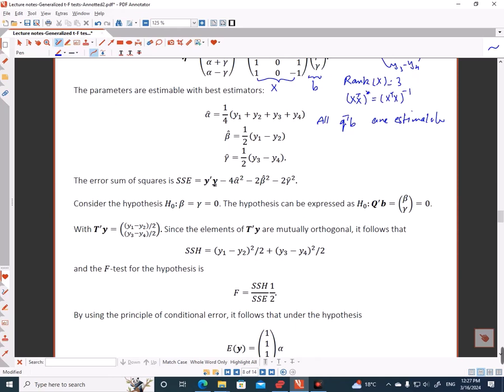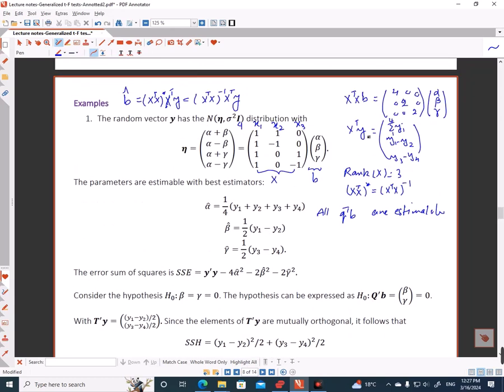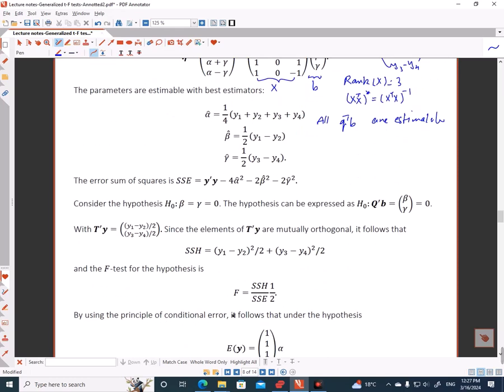As I said, it's y prime y minus b hat x prime y. So you have x prime y here, you have x prime y here, and if you substitute alpha hat, beta hat, you will get this expression. We also need t prime y. Once again, t prime y here in this case is beta hat, gamma hat.